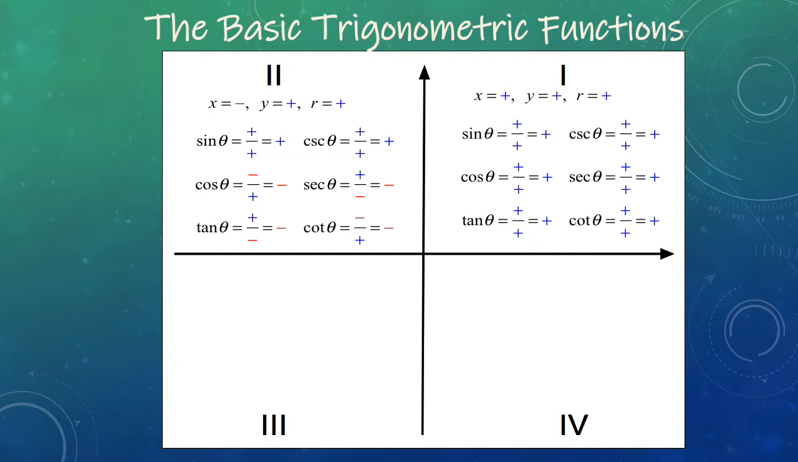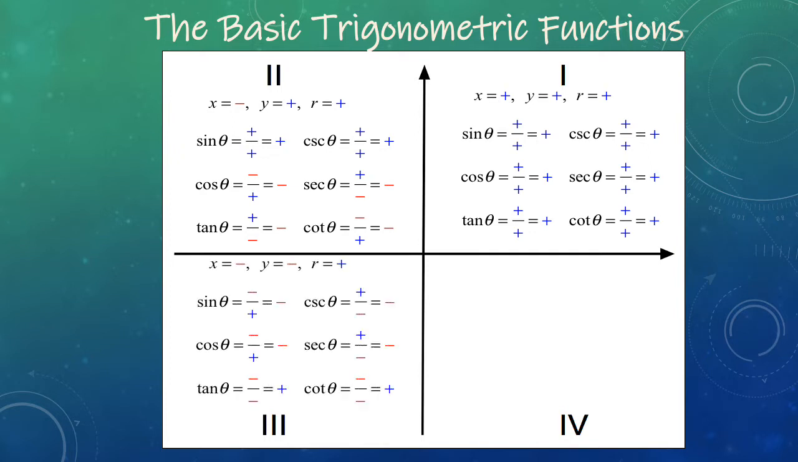So in quadrant 2 of the main three trig functions, the only trig function which is positive is sine theta. In quadrant 3, x is negative, y is negative, but r is still positive. That means that in quadrant 3, sine theta is negative, cosine theta is negative, but tangent theta is positive.